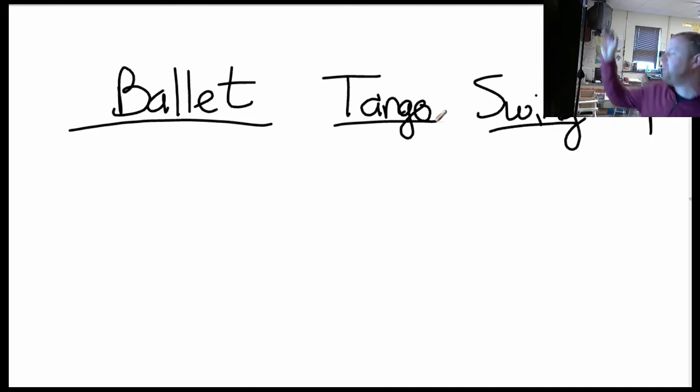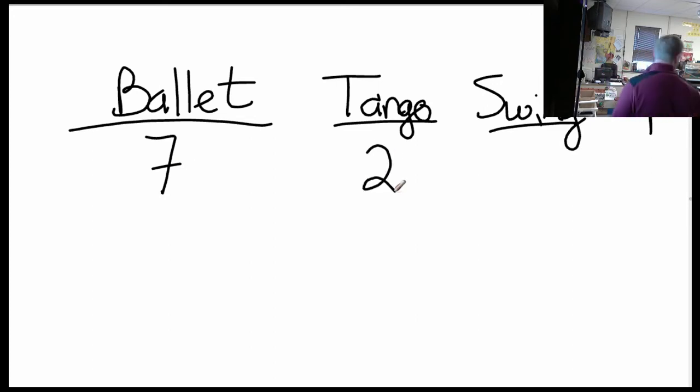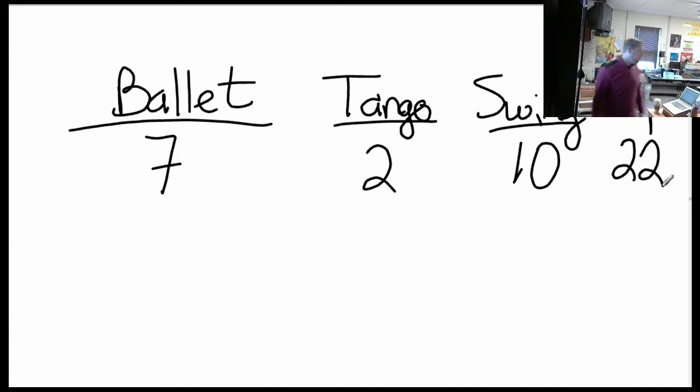All right, ballet. Let's say 7 people are in this ballet. 2 are doing the tango. Okay, at least it takes 2 to tango. You need 10 here and 22 here. We got a lot of tap dancers in this particular group. Should we add those all together?